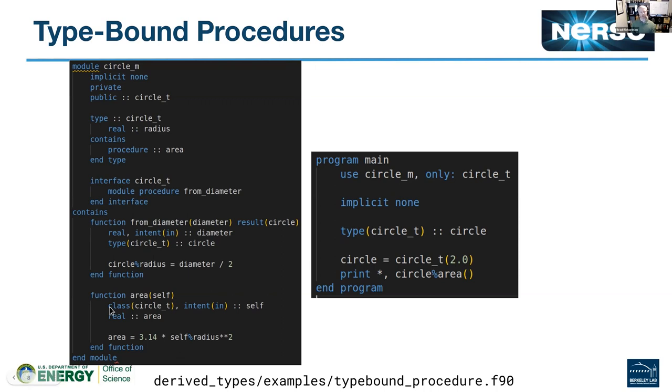Suffice it to say, the passed object dummy argument for type bound procedures has to be declared with the keyword class instead of type. There are reasons for that, and we can go over them. But that's the simple way to try and remember it: when you want a type bound procedure, the passed object dummy argument has to be declared class. What this lets you do is calculate the area later.